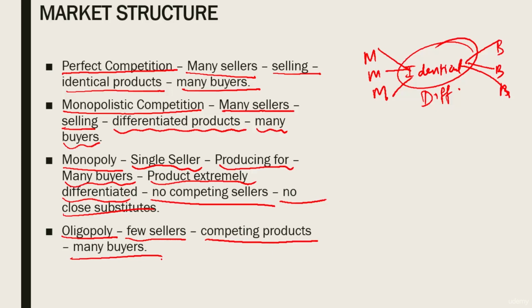So this is the broad classification of the market structure. Number one, perfect competition: many sellers, many buyers, identical product. Monopolistic competition: many sellers, many buyers, but differentiated product. Monopoly: there is a single seller producing for many buyers. And what is oligopoly? Few sellers for many buyers.